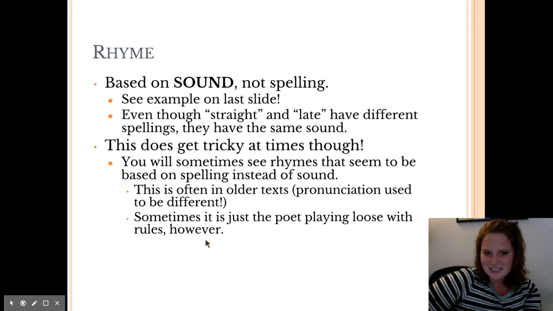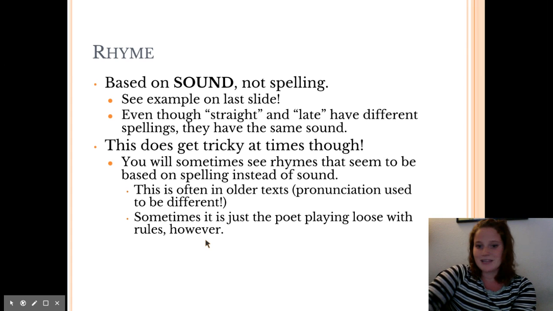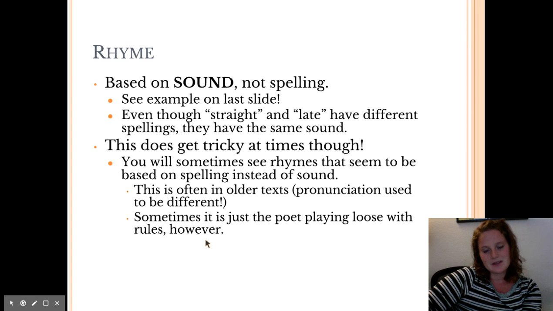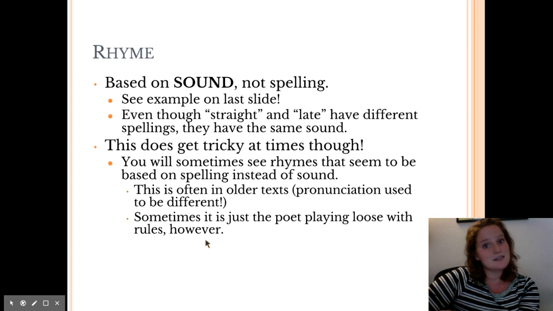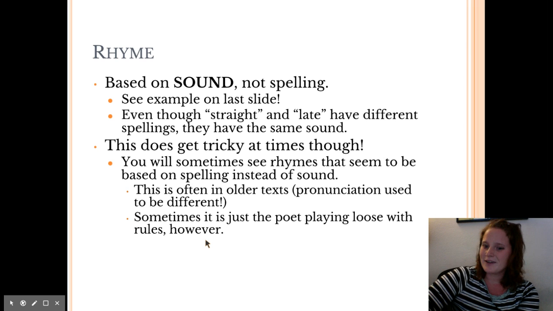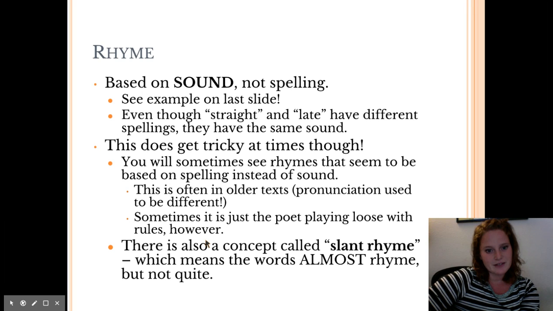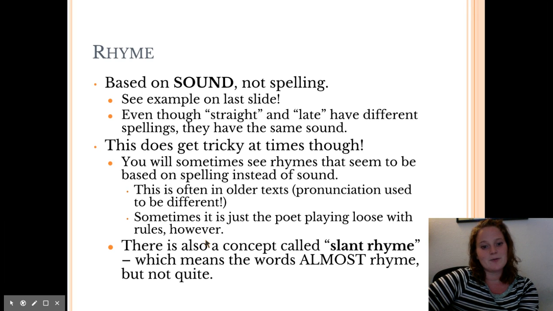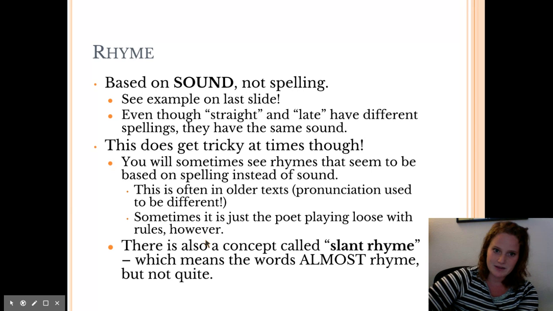However, we also need to know that sometimes poets are just playing a little loose with those rules. When a poet plays a little bit loose like that, when they're putting together words that don't quite rhyme, we call it slant rhyme. So that means that words almost rhyme, but they're not perfectly rhyming. And that's okay, we still consider it rhyming.